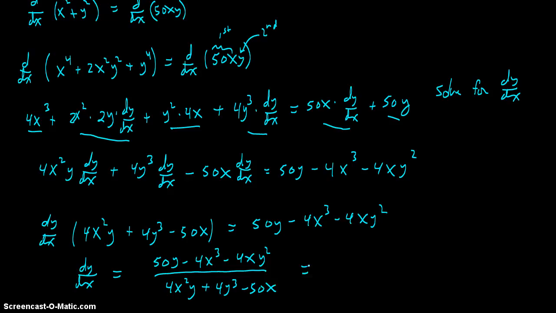And this fraction can simplify a little bit. We can factor out a 2 on the top and the bottom and cancel the 2. So we'll be left with 25y minus 2x cubed minus 2xy squared, and on the bottom, factoring and canceling a 2 will leave us with 2x squared y plus 2y cubed minus 25x.